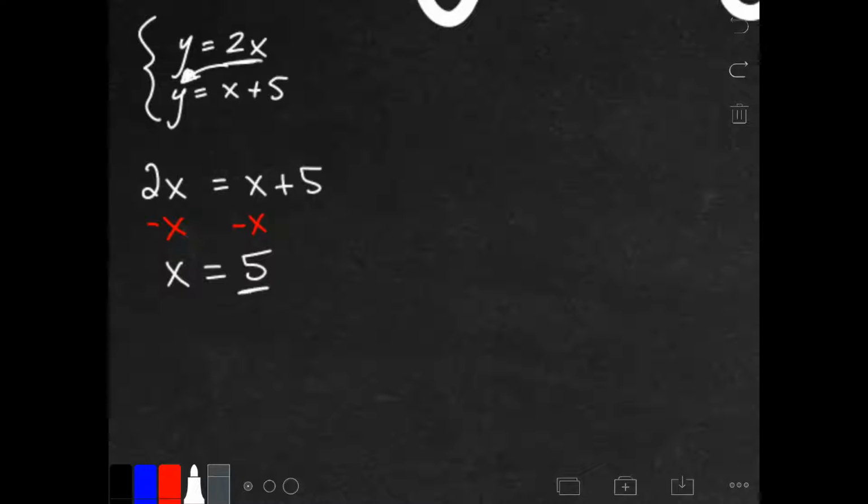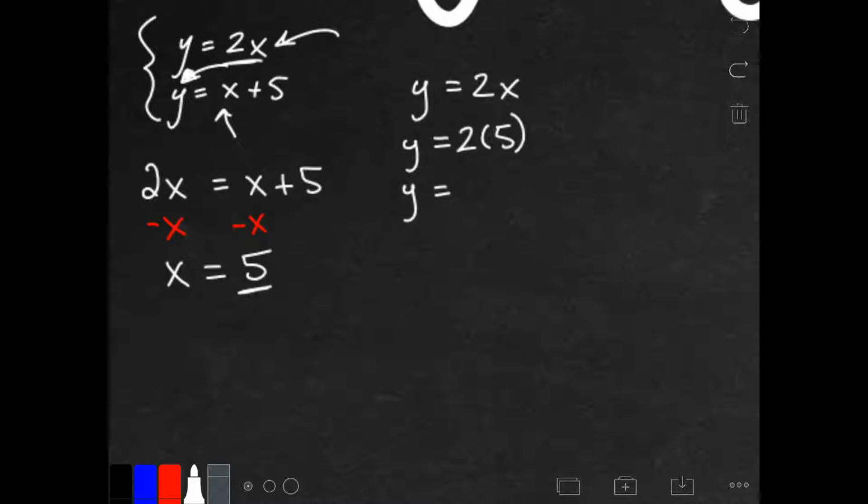I can take that 5 and plug it in for x in the first equation or the second equation. Either one will work. I will get the same answer. Let's plug it in for the first. So y equals 2x. Except this time, instead of writing 2 times x, I'm going to write 2 times 5. Well, what is 2 times 5? I get 10.